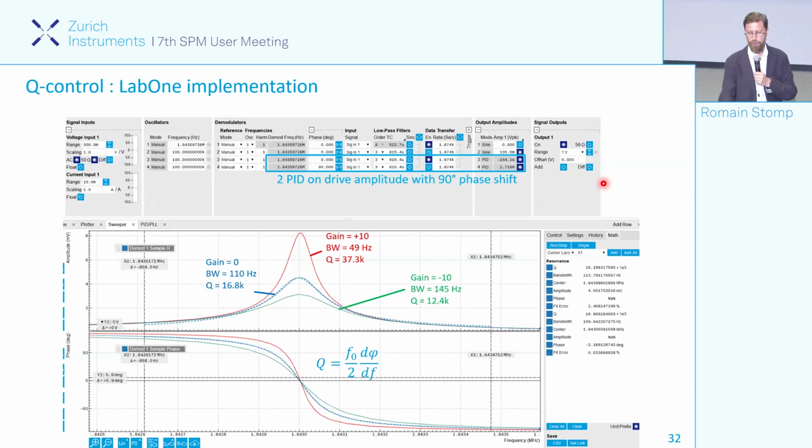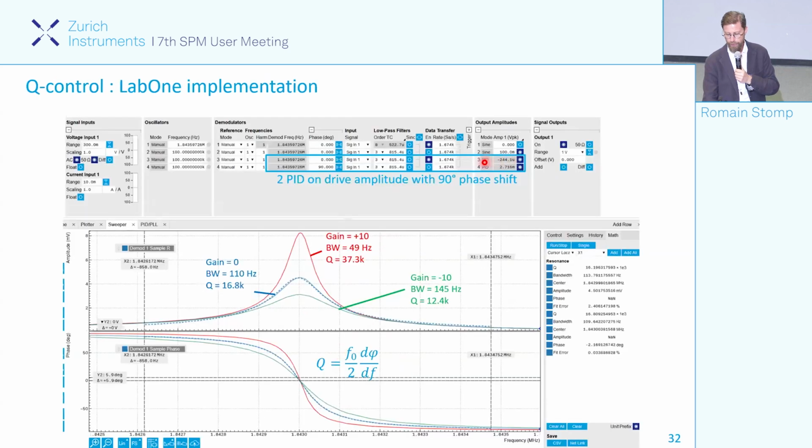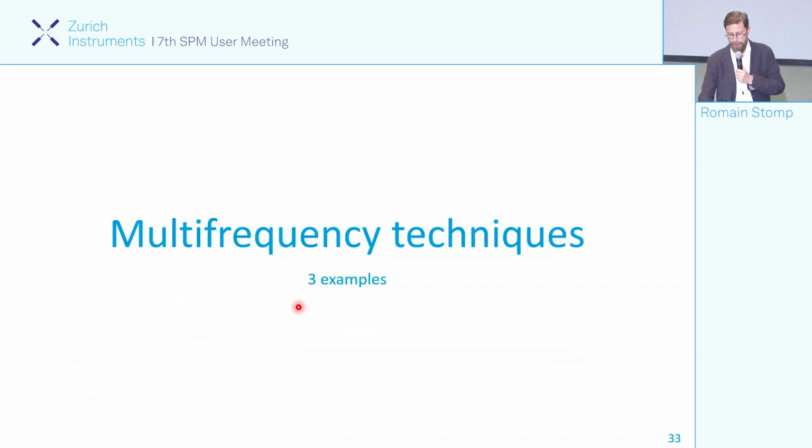That's how it looks in Lab One. You need these two lines, or two demodulators, that were in the graph before, X and Y. We combine these two waves with PID so that it perfectly matches the type of shape you want on the output. In this way, you have a Q that is either boosted or damped. And this was all done at a single frequency.